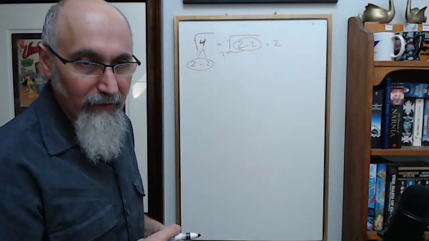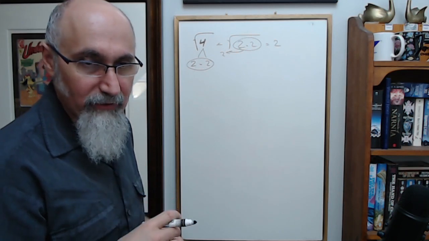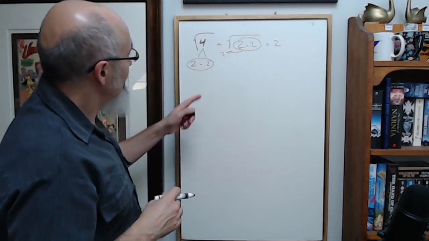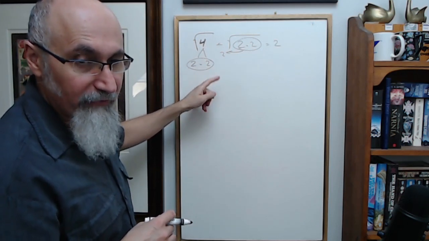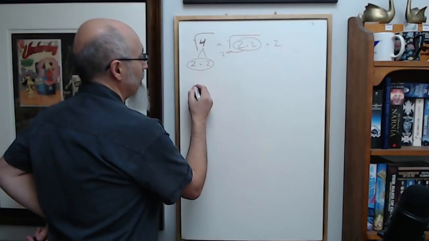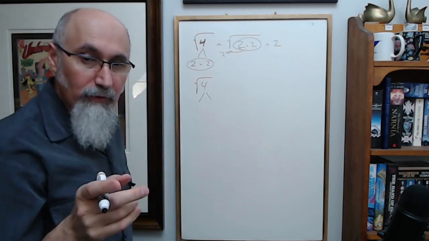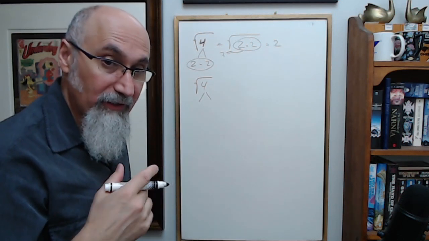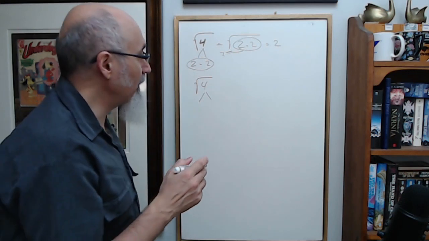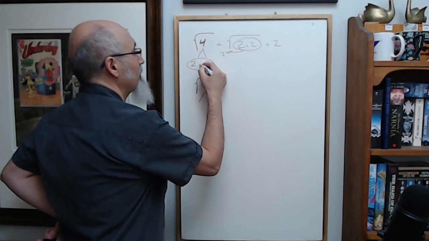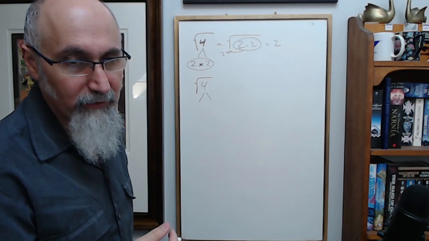Now you have to think a little bit and decide if that's the only answer you have, right? Because what you're trying to do here with this number is break it down into numbers multiplied to give you that number. So here's another option for the square root of four. Can you think of two other identical numbers that multiply together to give you four? We have two times two gives us four, right? What are two other numbers that multiply together to give you four?